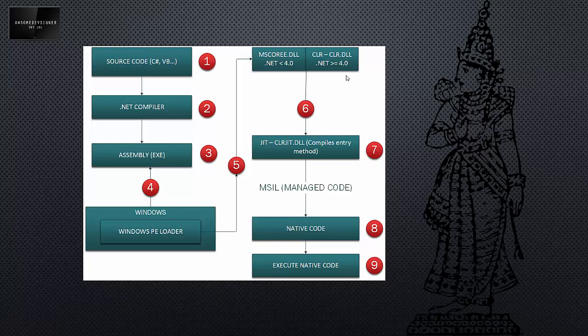So in the next step, this method activates the JIT compiling process utilizing clrjit.dll. You can see that in step 7. What happens there is that our entry method gets compiled from the MSIL code, the managed code, to native code. And this native code is then executed by our CPU.